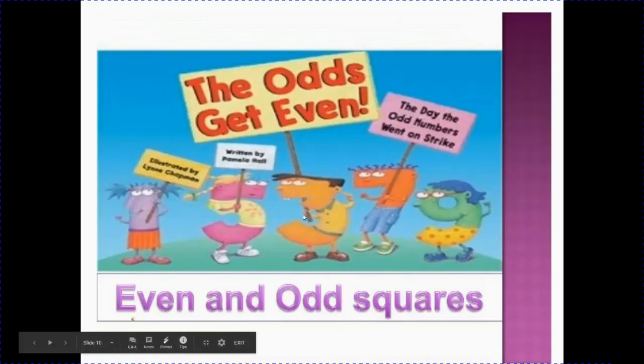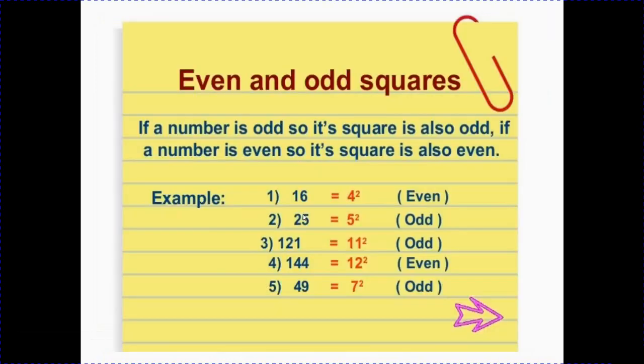Even and odd squares. We're going to look at the even and odd squares now. When a number is odd, its square is also odd. If a number is even, the square is also even. So 16 is a number. The square root of 16 is 4. Is 4 an even number? Yes. 25 is an odd number. The square root of 25 is 5. So is 5 even or odd? It's an odd number. Like that, we can identify if a number is even or odd.